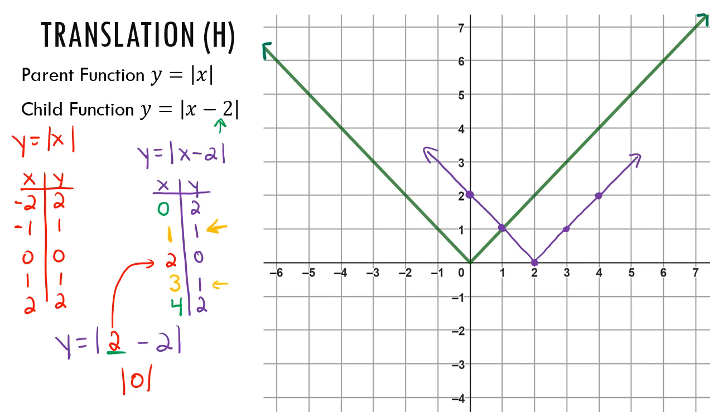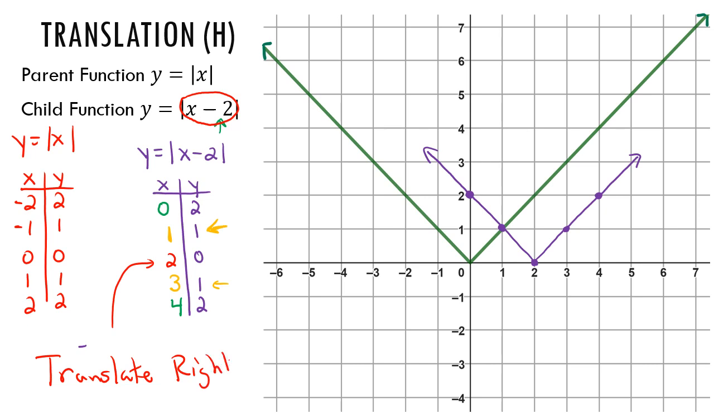Moved to the right. So that's letting us know that when we have x minus a number, it moves the graph to the right. Moves our graph to the right. So it's going to translate right, in this case, 2 units. It moves every graph, every point 2 units.